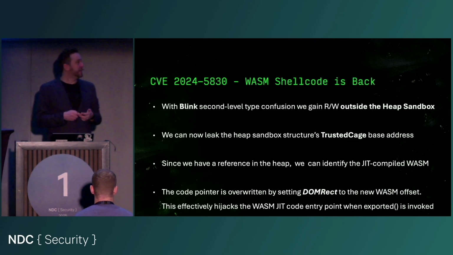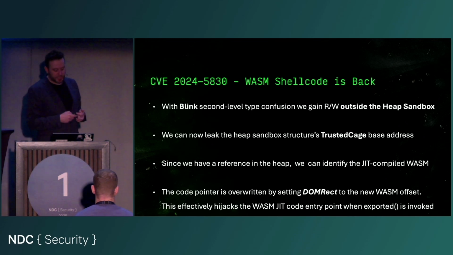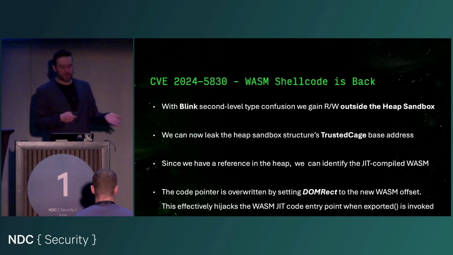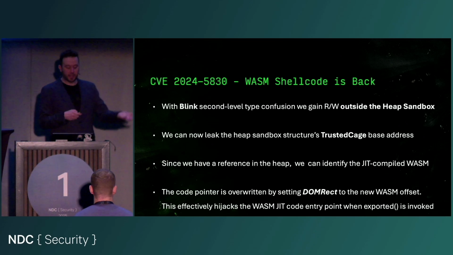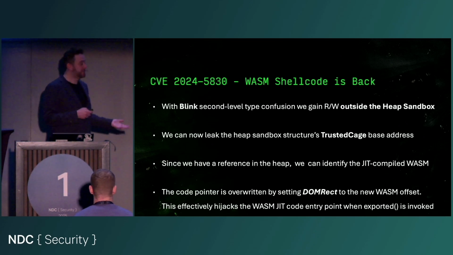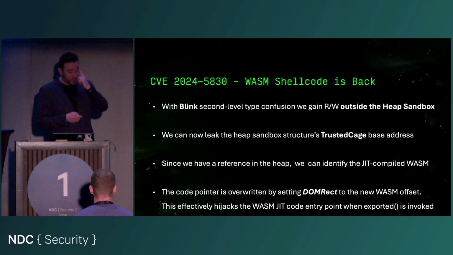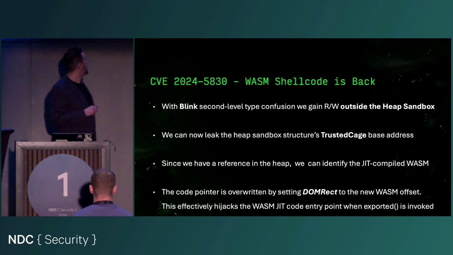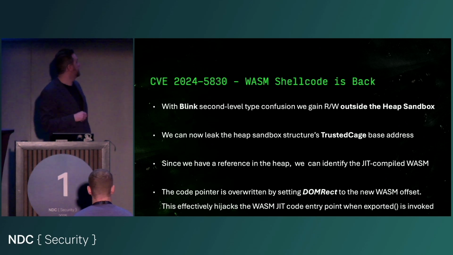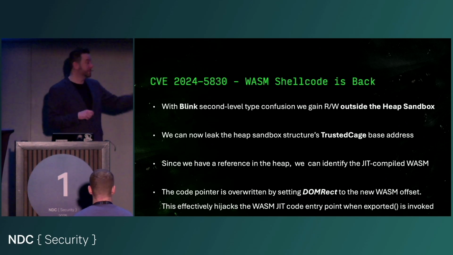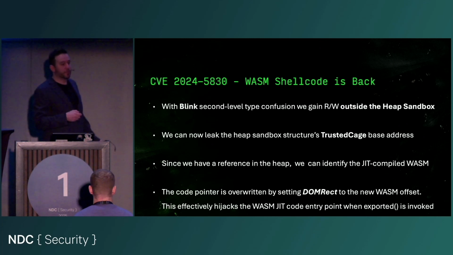So we can still generate WASM shellcode. With the Blink second level type confusion, we can gain read-write primitives outside the heap sandbox, right? We can then leak the base address of the trusted cage. The trusted cage is simply a data structure of the heap sandbox itself. Since we don't have pointers anymore, we need some kind of pointers to build our shellcodes, as well as to bypass ASLR, obviously. And this is obtained via the second level type confusion.